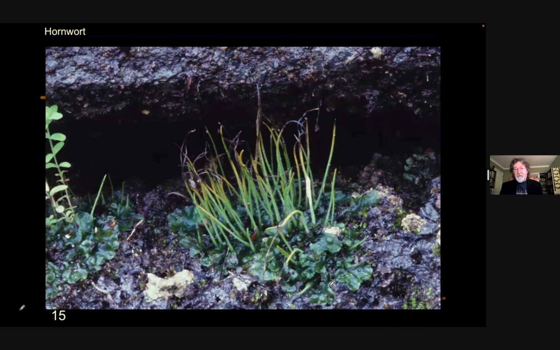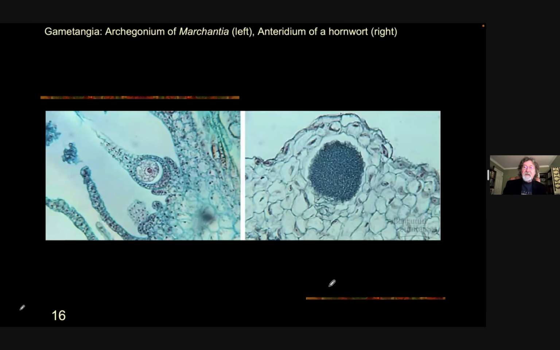Okay, and this is a close-up of a hornwort, which we're not concentrating on. But as far as the reproductive structures, usually this is what they look like in all of the groups. In one way or another, they come very closely resembling these structures here. So this here is an archegonium.